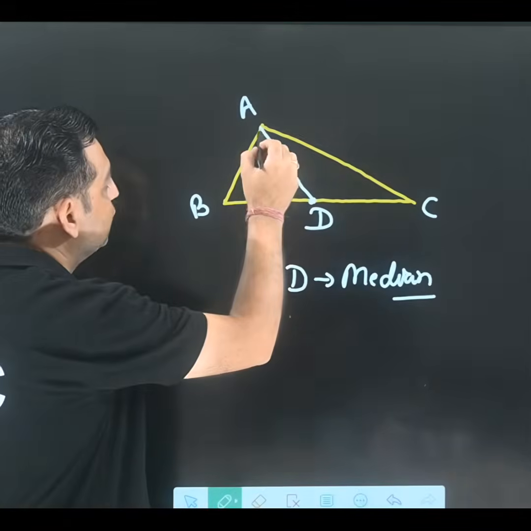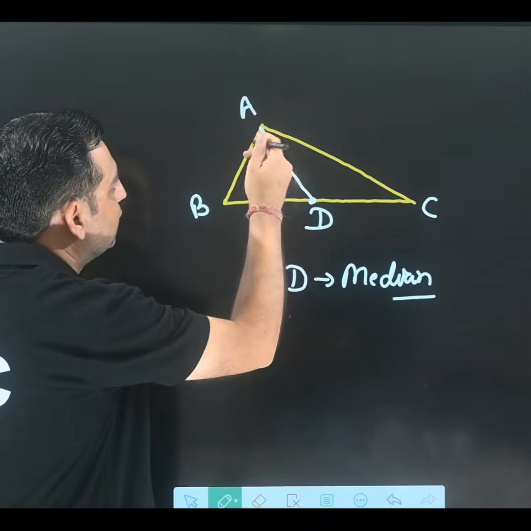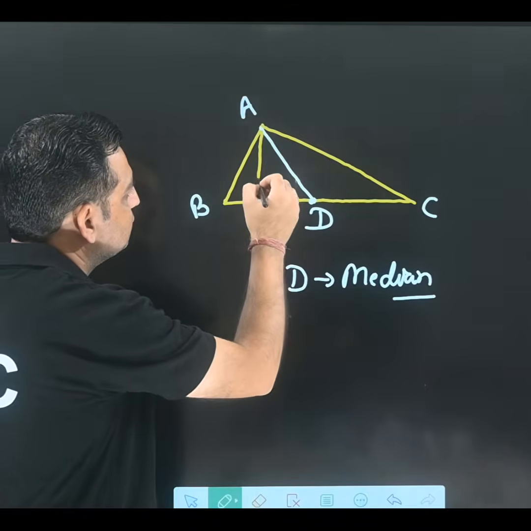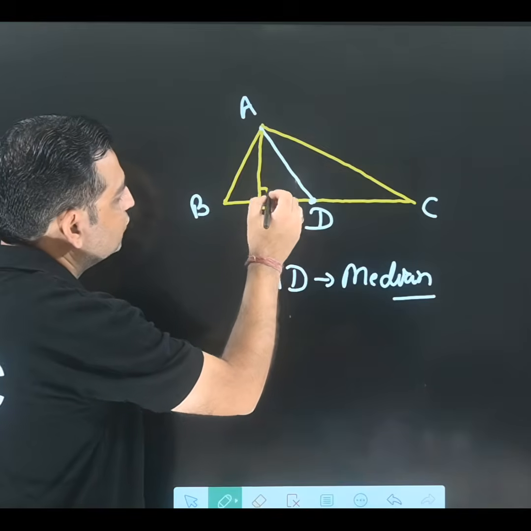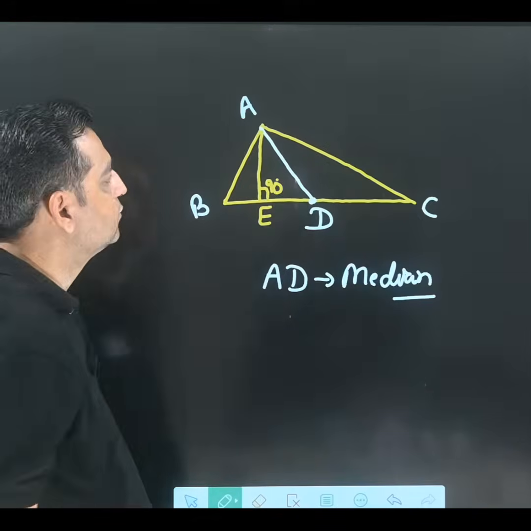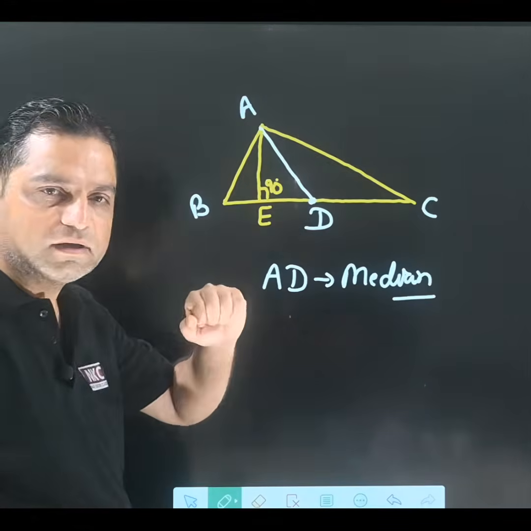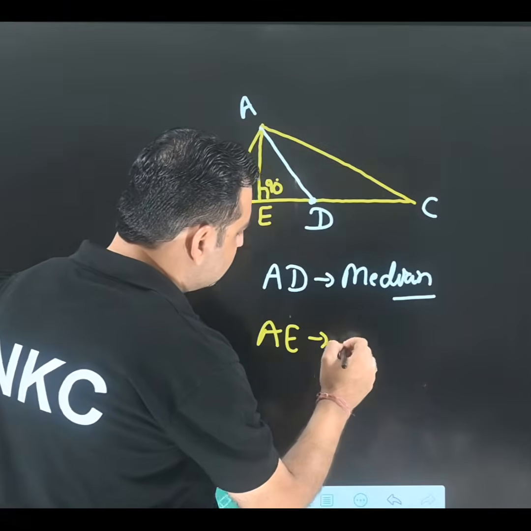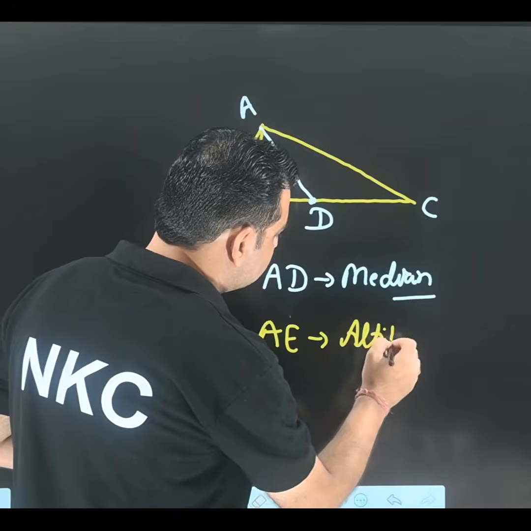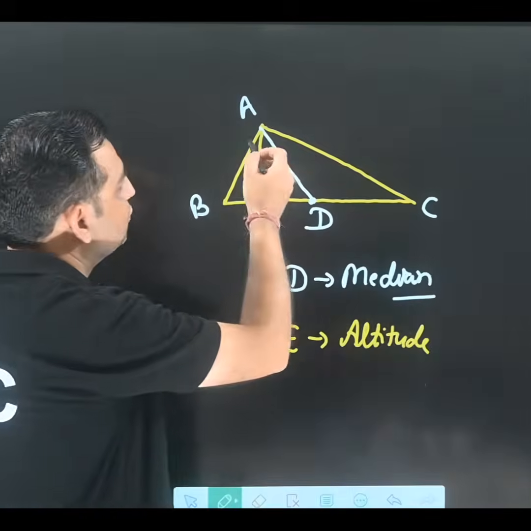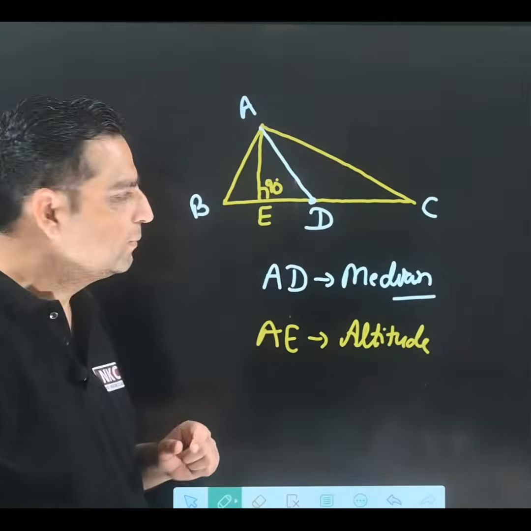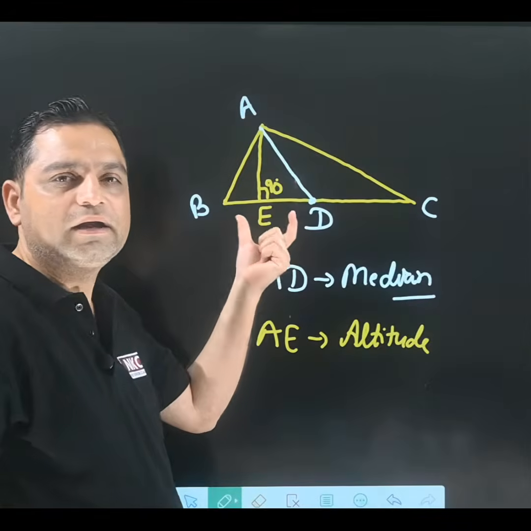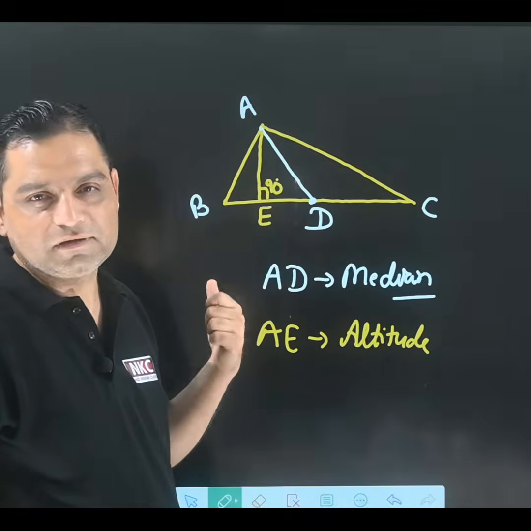But what will be the altitude here? The altitude will be this one, which makes a 90 degree angle. AD is not making a 90 degree angle, right? AE, this is the altitude. That is how, when the diagram is like this, an obtuse angled triangle actually, median and altitude are clearly visible separately.